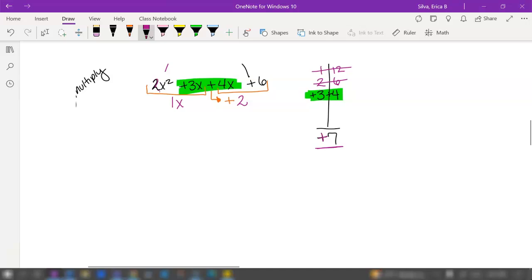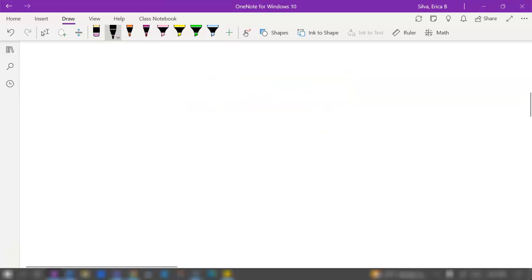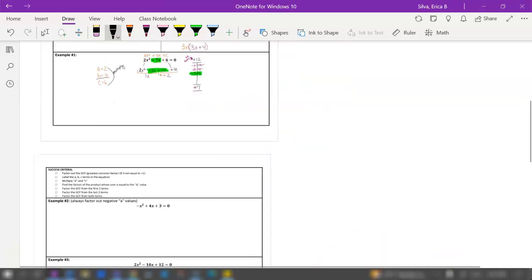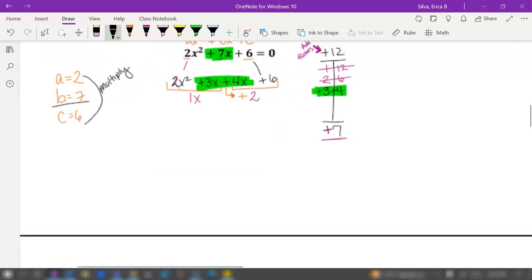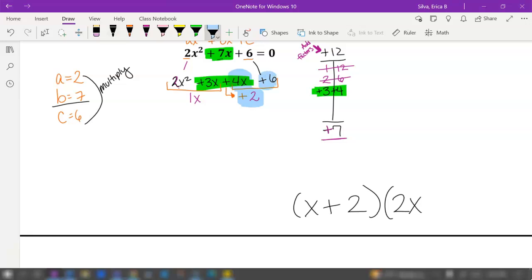So that means that's going to be our first factor. So x plus 2. Now to find my next factor, we're going to look at the second group, 4x divided by 2. That gives us 2x. And then 6 divided by 2. That gives us a positive 3.